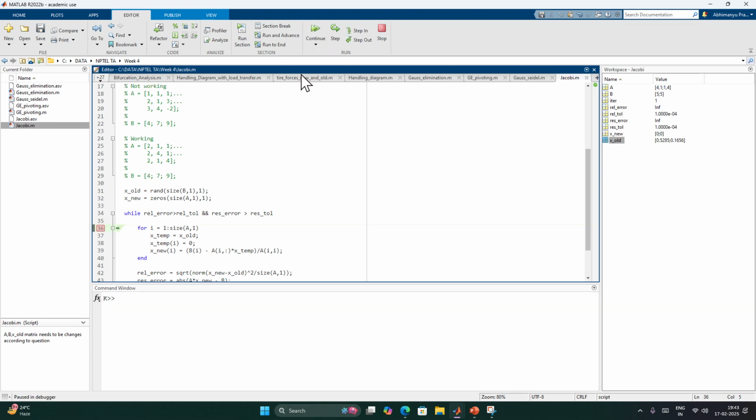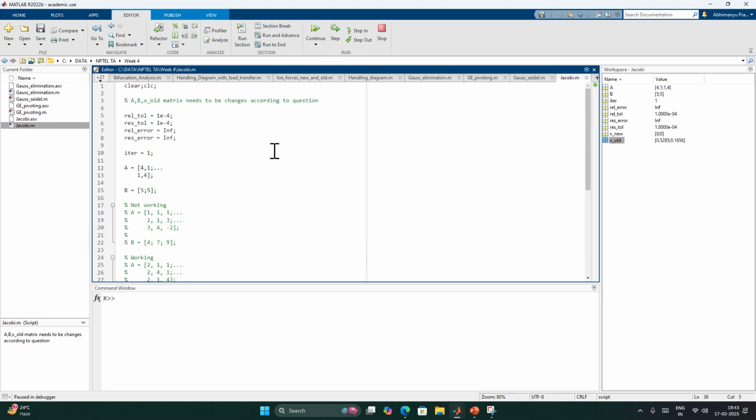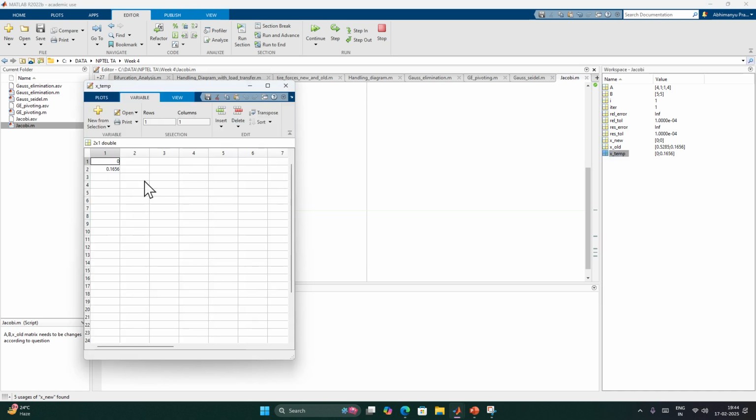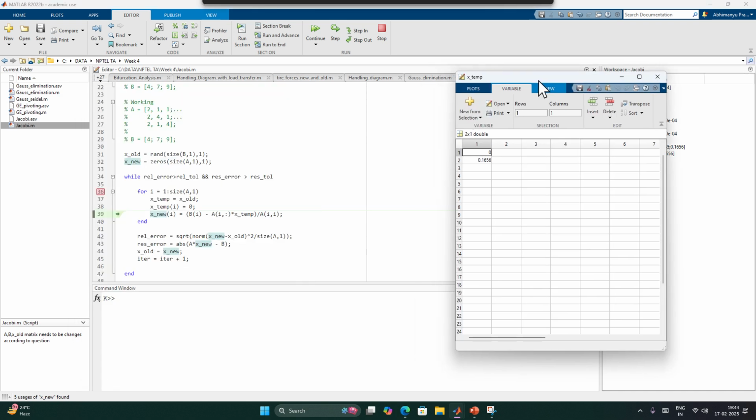Run this. So right now my x old is 0.5285 and 0.1615, and my x new is 0 0, right? So my i is 1, my x temp is the same. I am just making now the first element of x temp 0. So now my x temp has become 0 and 0.1615.